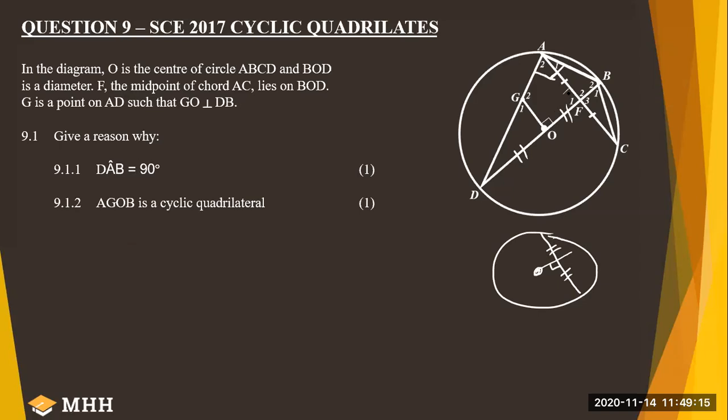Give a reason why, no, it's not that one. Why is DAB equal to 90 degrees? Angle in a semicircle.